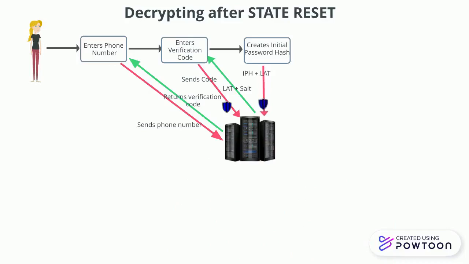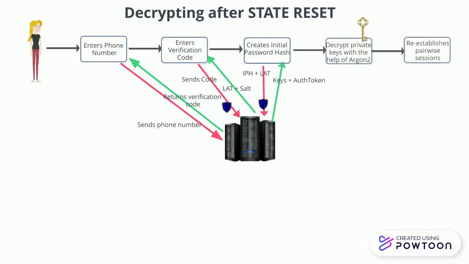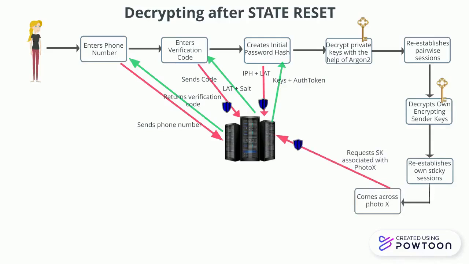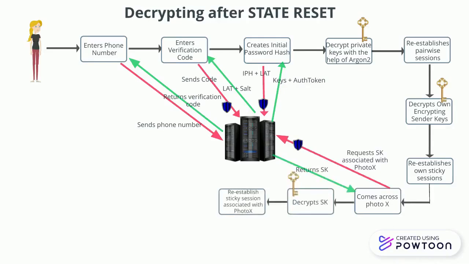The server will hash the initial password hash to create the double hashed password, verify it, then return to Alice her keys. Alice will decrypt her private keys with the help of Argon2, then will re-establish pairwise sessions. Next, Alice will decrypt her own sender keys and re-establish her own sticky sessions. Now let's assume Alice will come across photo X, which she has not re-established its sticky session yet. Alice will fetch the sender key from the server associated with photo X, decrypt it, and re-establish the sticky session.